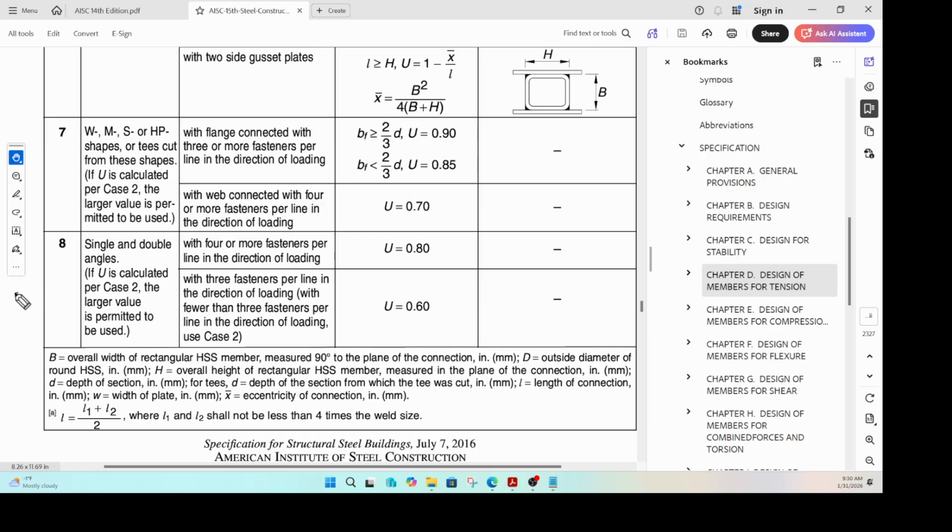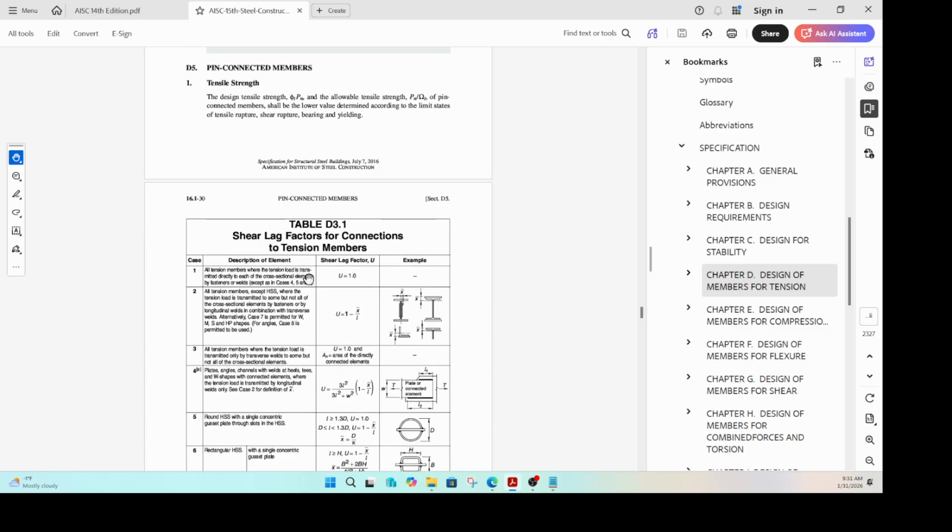Moving to case 8. Single double angles. Again, with 4 or more fasteners in the direction of the loading, U is this much. With 3 fasteners in the direction of the loading, U is equal to that much. Okay, so that's how you calculate your U value. Again, where is U value used?